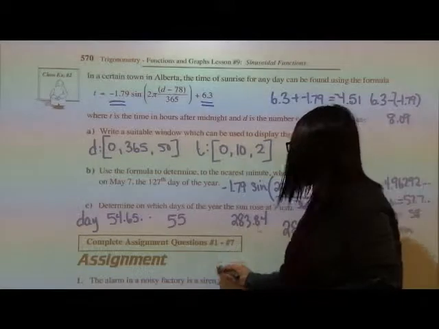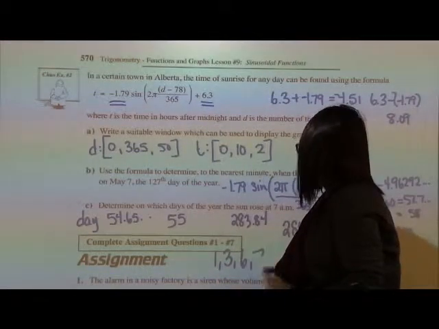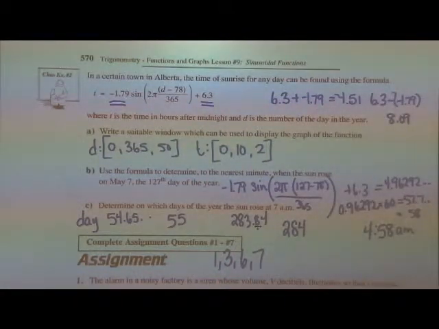Okay, so the questions for you to practice are 1, 3, 6, and 7.